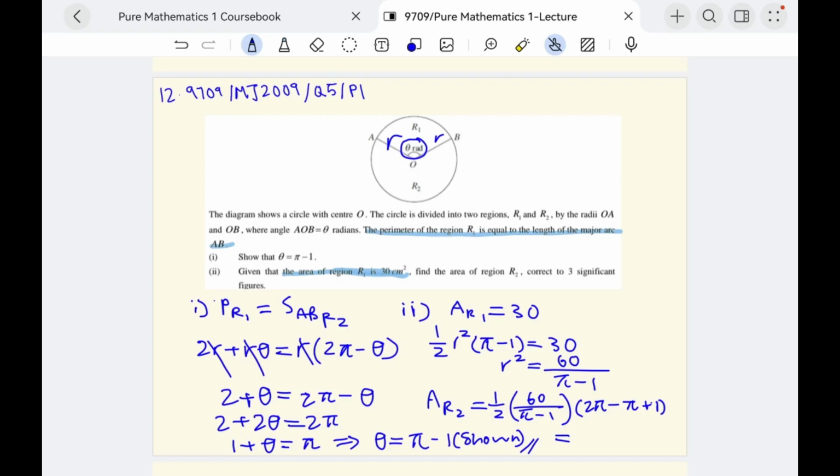You will get 58.0 cm squared. Okay, that's the answer for the area of shaded region 2. Okay, thank you.